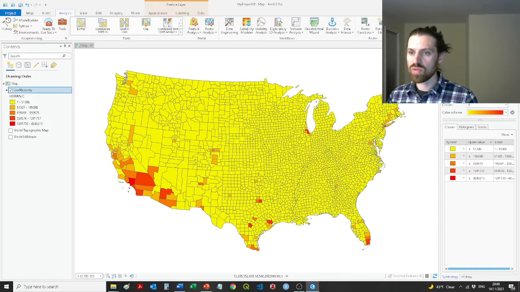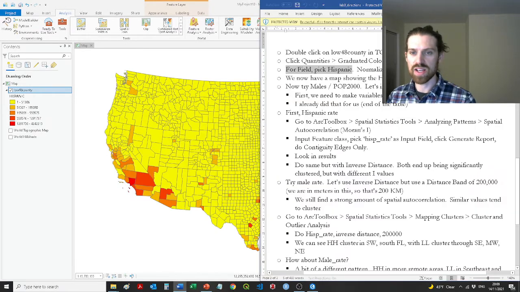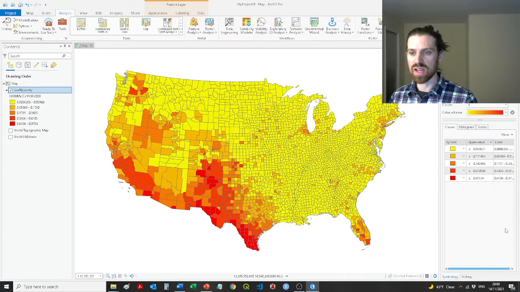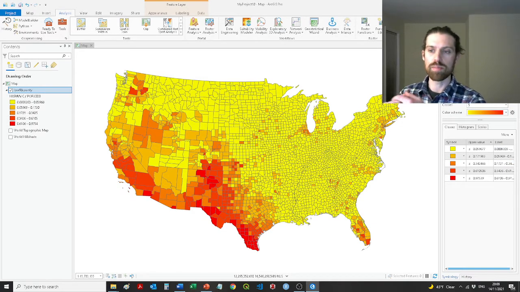So here we've got this Hispanic rate. We're going to normalize against the population in the year 2000. Okay, so basically what this is saying is this is the number of people recorded in the census who are Hispanic relative to the population in the year 2000.